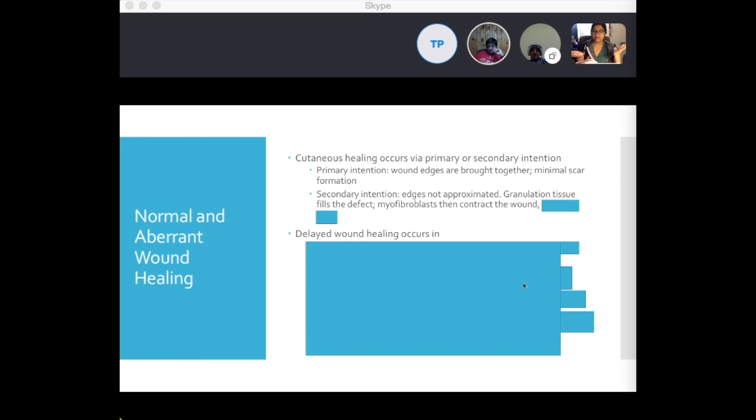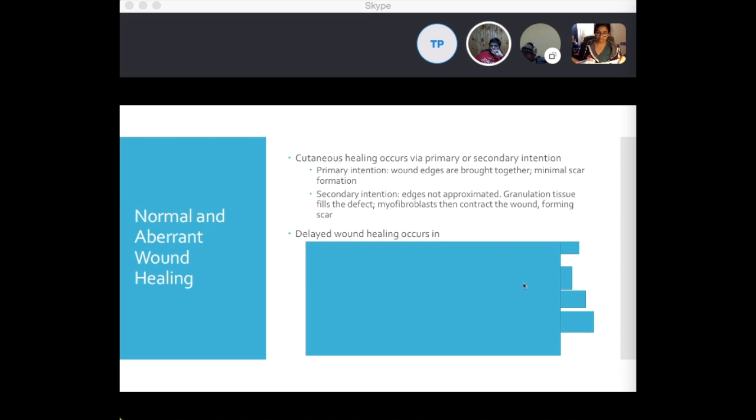And then this will form a scar. Yes. So primary intention, very minimal scar formation. Secondary, you're going to get a scar. Okay. There are instances in which wound healing can be delayed. There are a couple of examples, 3 specifically.